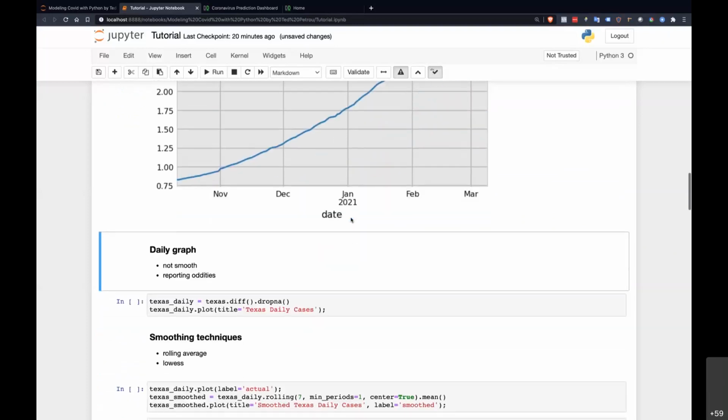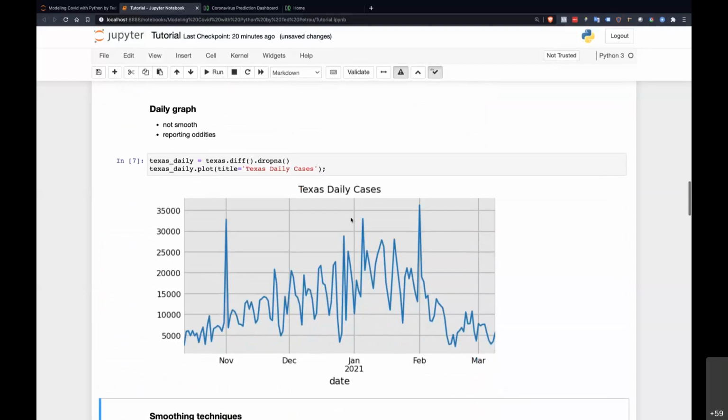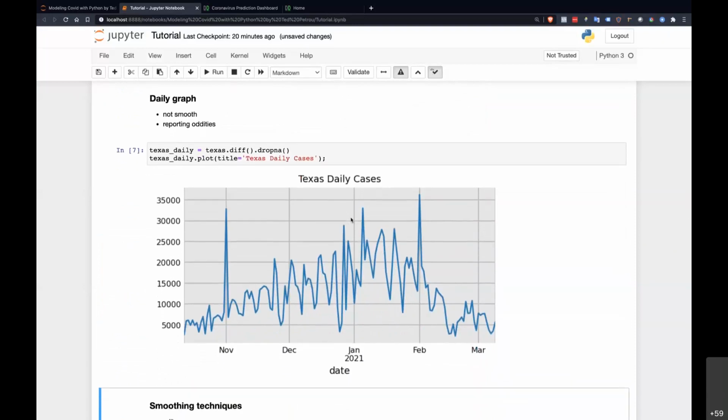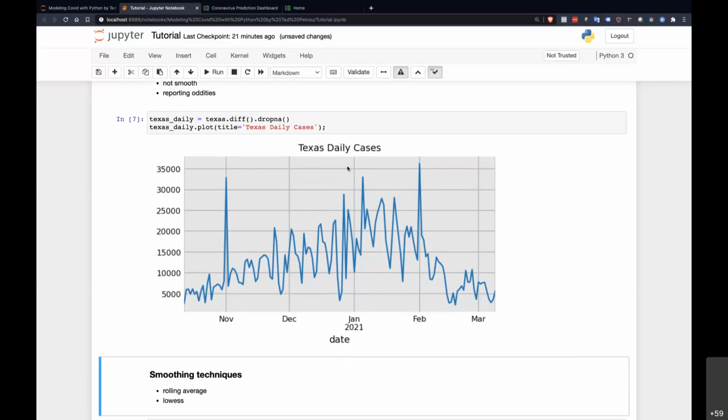So you might think, why do we want to smooth this? But if you look at the daily graph, the daily cases are not smooth at all. A lot of this is just due to weekend reporting, so there's a little bit of seasonality here, and some huge spikes, maybe from lag in reporting. There was a recent drop for the freeze in Texas, very low reporting over here, and there are just reporting oddities.